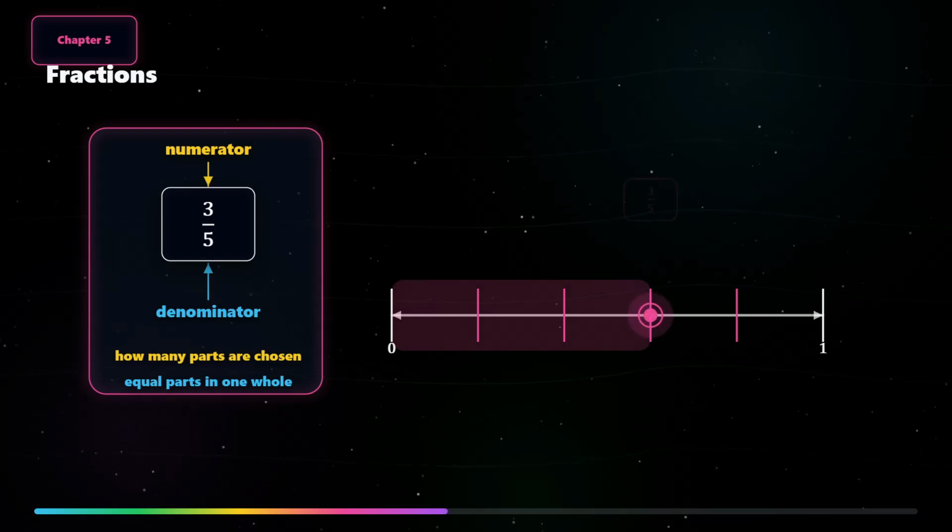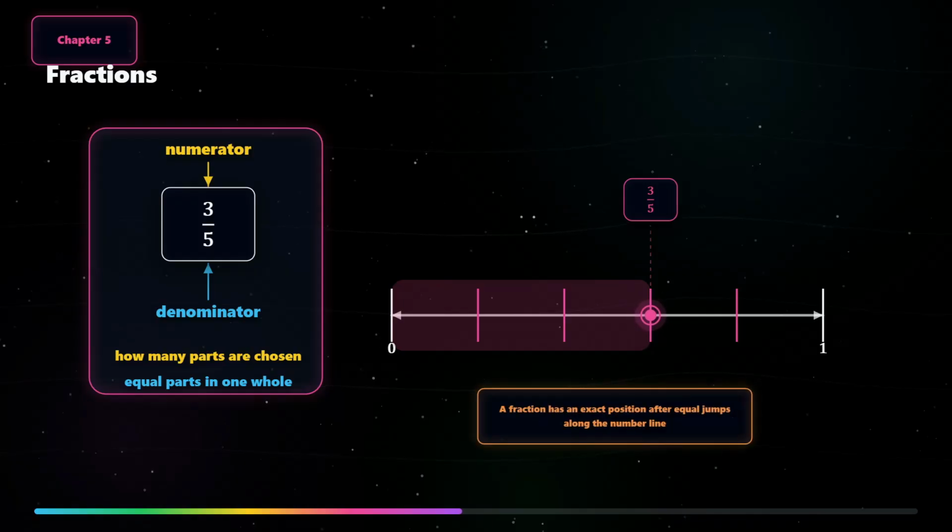The point is not random. It has an exact position. This is why fractions are more than just pizza slices. For maths, it is better to think of them as exact positions on a number line. A simple way to remember it is denominator for divisions, numerator for jumps. The denominator decides how many equal pieces make the whole. The numerator decides how many pieces you count.